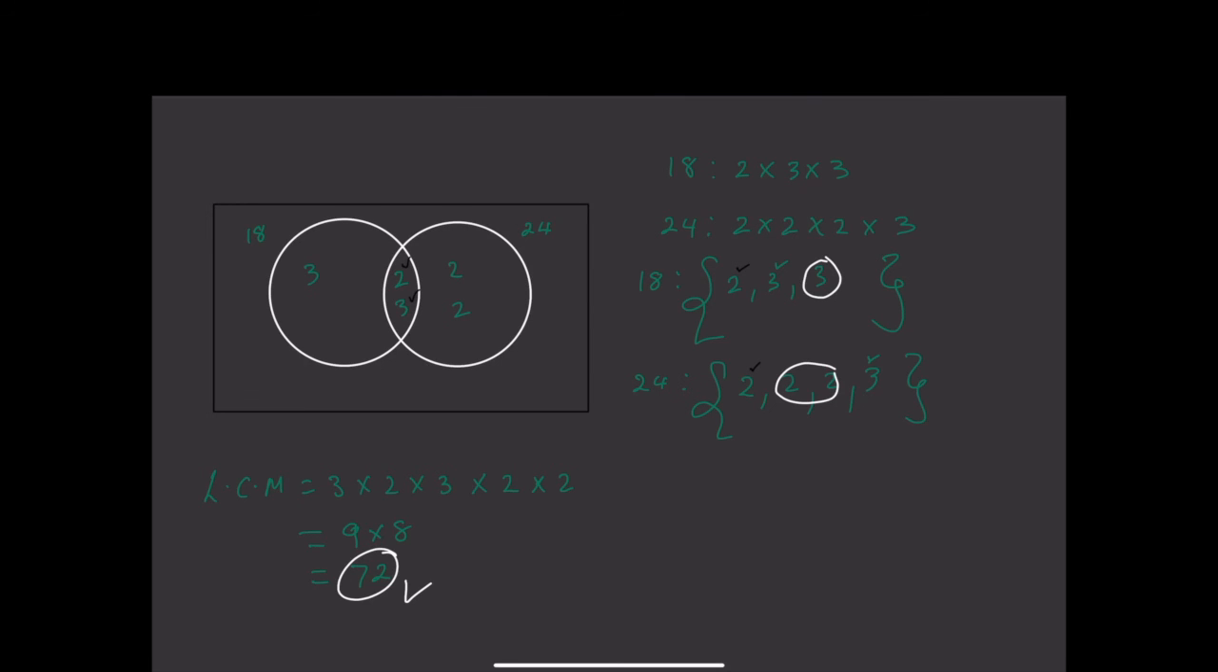For the highest common factor, it's pretty simple. All we have to do is multiply the intersection. And that's this part here. We multiply 2 and 3. So 2 times 3, which gives us 6. And that's our answer. And that's where we finish.